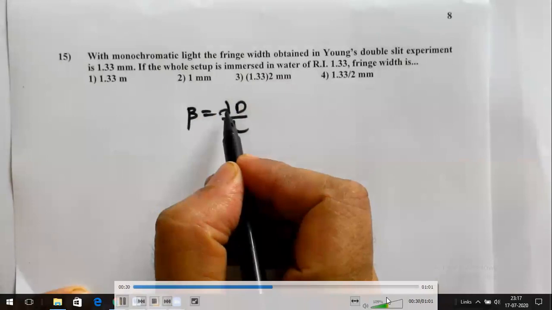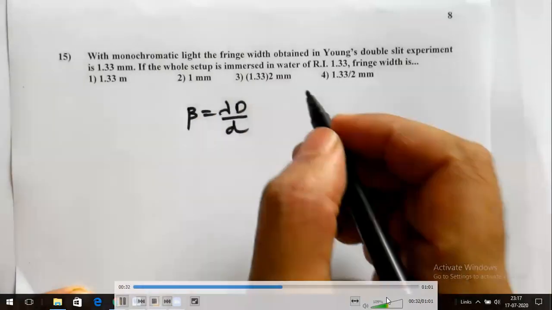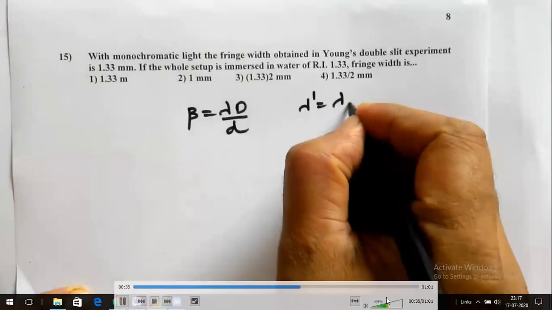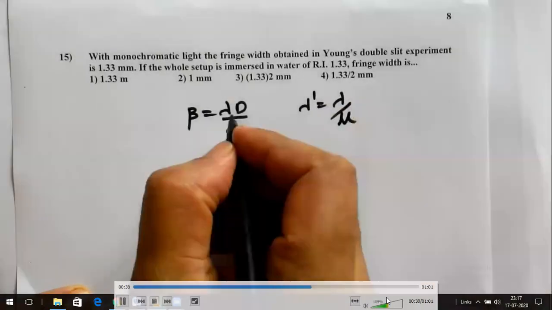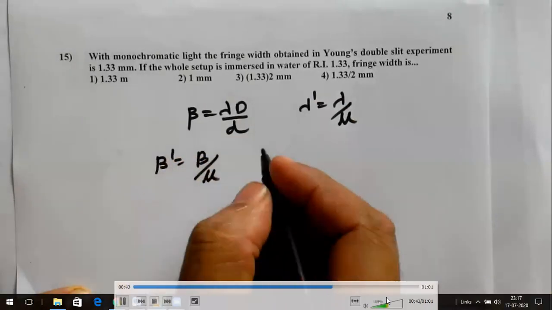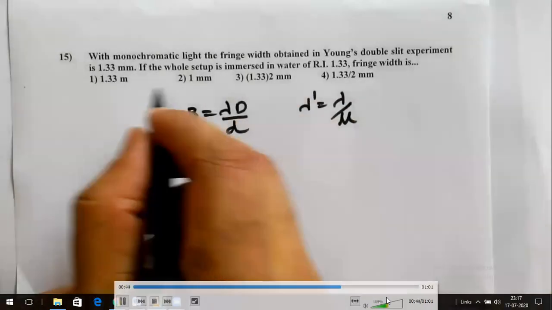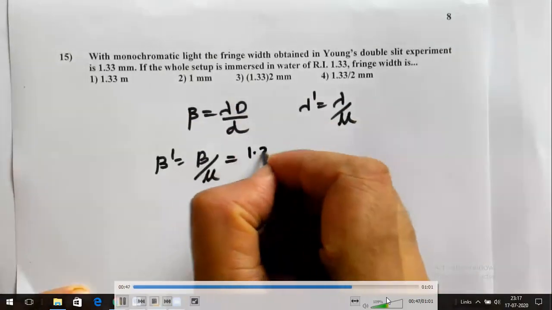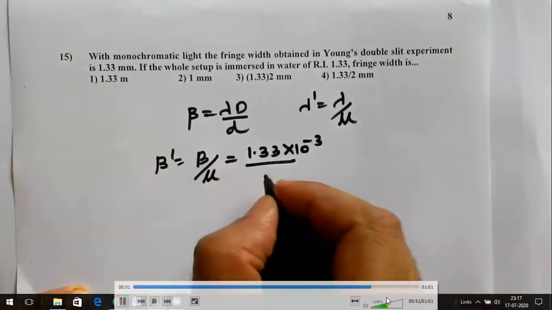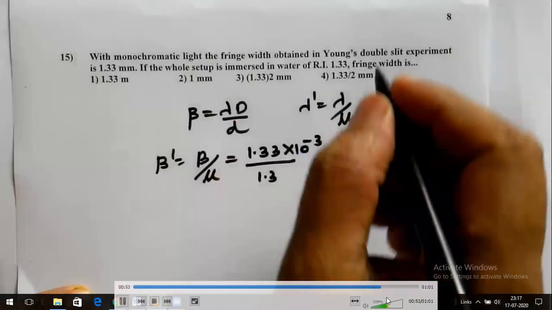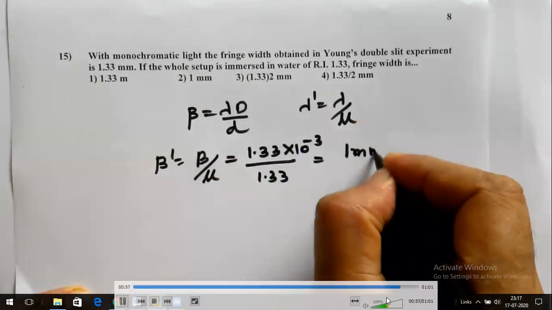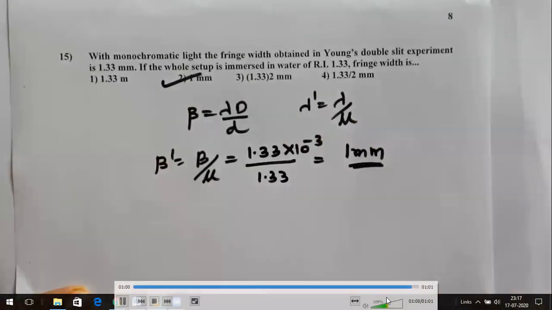Whenever light travels from air into a medium, its new wavelength lambda dash is equal to lambda by mu. So the new fringe width beta dash is equal to the original beta divided by mu. That's all. So the original fringe width is 1.33 millimeter divided by mu. Mu of the medium in which it is immersed is 1.33. So that comes to 1 millimeter, option 2.